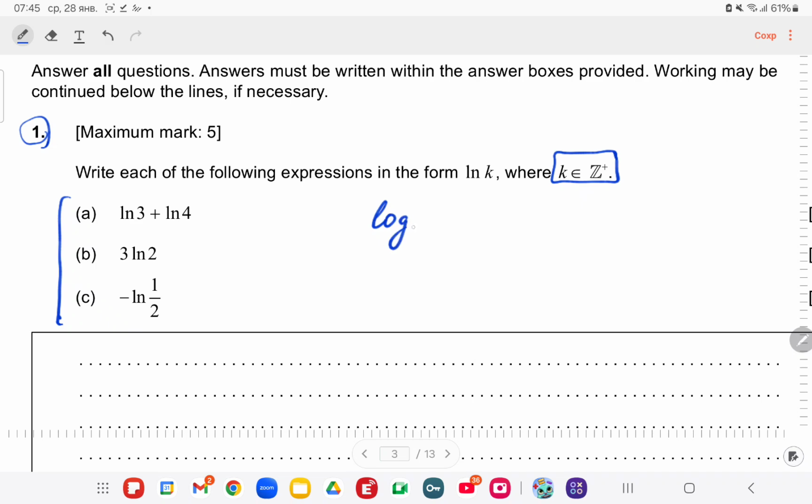The first rule is the addition rule. So log_c a plus log_c b is equal to log_c of ab, right? So we have to multiply. This is part A.